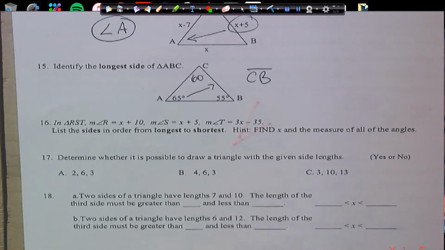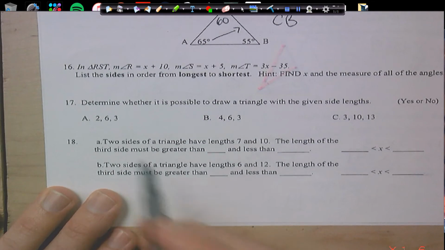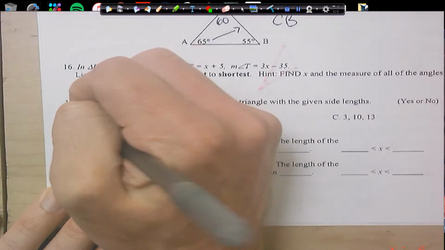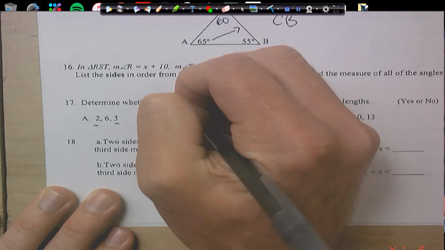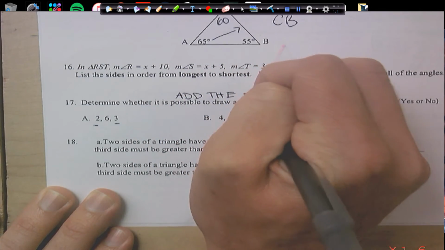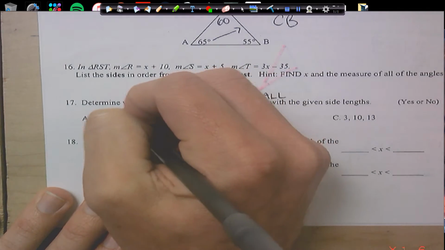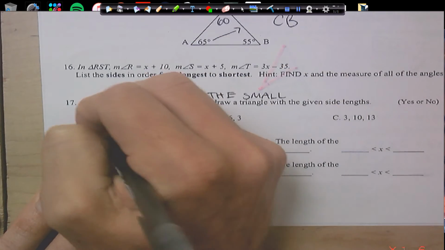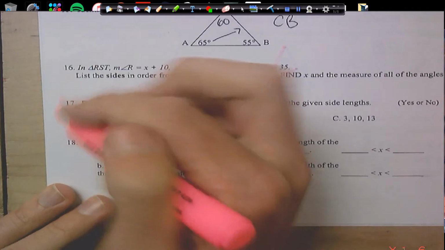Determine whether it's possible to draw a triangle with given sides. All right, I saw a lot of students do this problem A, and they did 2 plus 6. No, remember, always take the small ones. Okay, add the small. I'm going to write that. Add the small. So we get 2 plus 3 is bigger than 6. Is 5 bigger than 6? No. Okay, we're going to use pink for being bad.